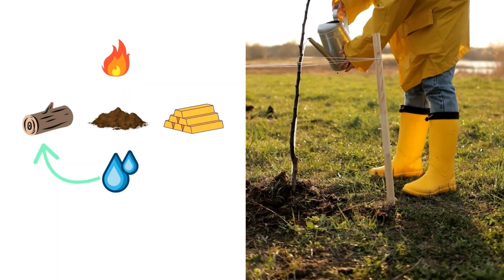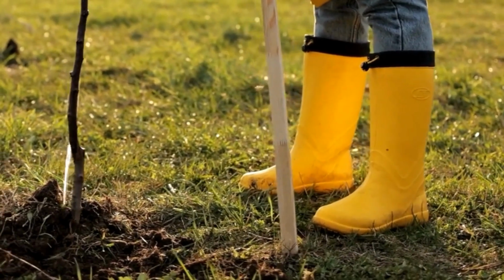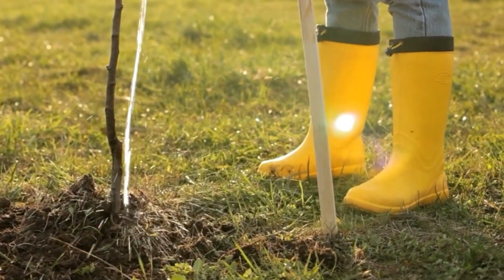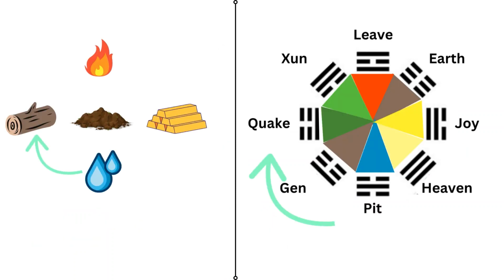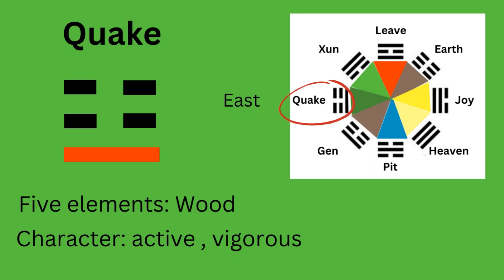Then, water generates wood. Water nourishes trees, but soil must be present. Without soil, the roots of the trees have no ground to grow. Trigram gen attributes to wet soil because it is so close to water. Thus, water generates wood provided soil is present. Both trigrams quake and sun attribute to wood. Book of Change said quake would invigorate all living beings.